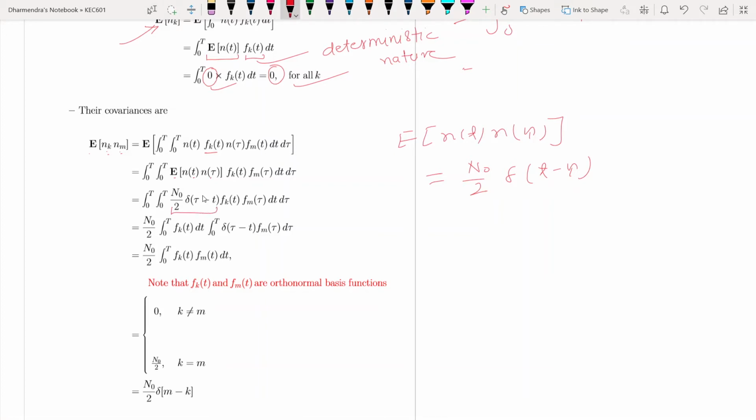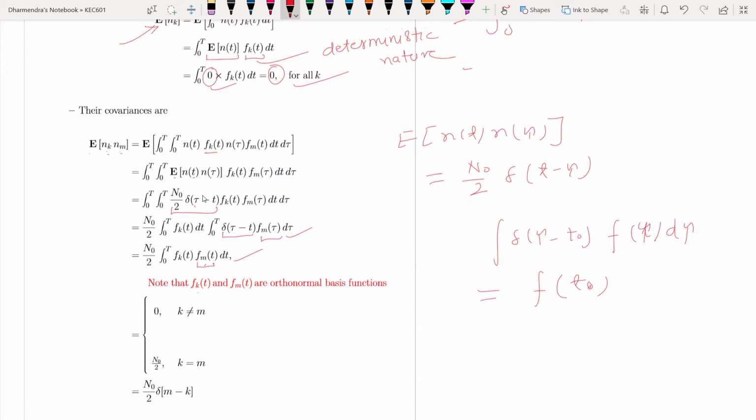Okay, so I will rearrange and change the order of integration. First, I will do the integration with respect to tau: delta(tau minus t) times f_m(tau) d tau. So the result will be f_m(t), because if you are integrating a delta function with a signal, the result will be the signal at t naught. So that is why we are getting f_m(t) dt.